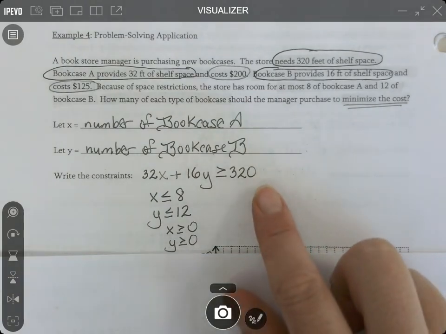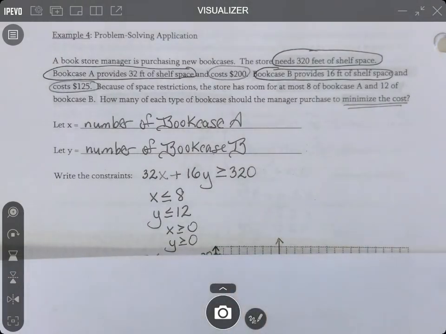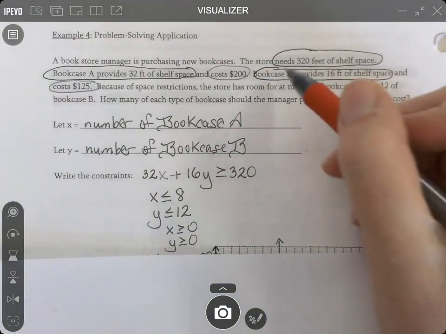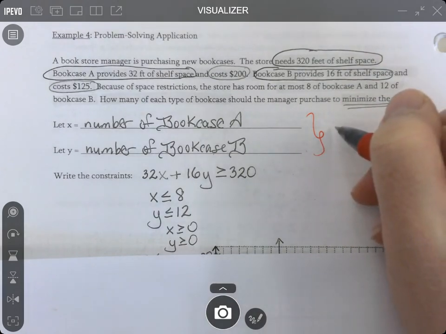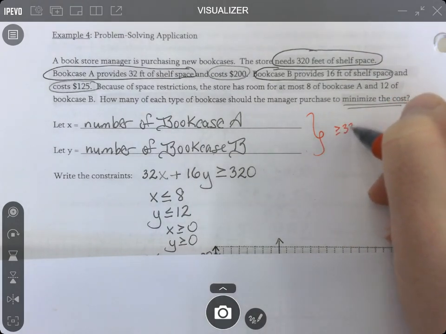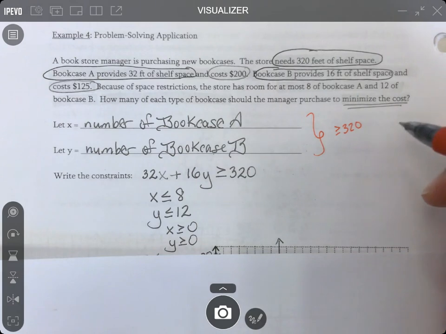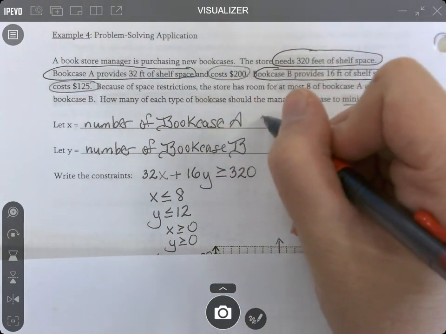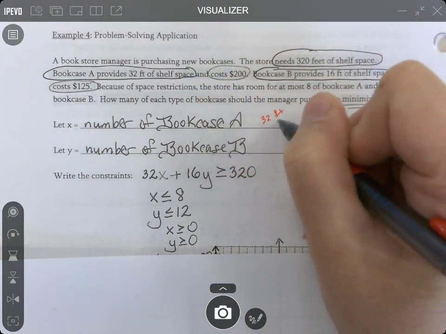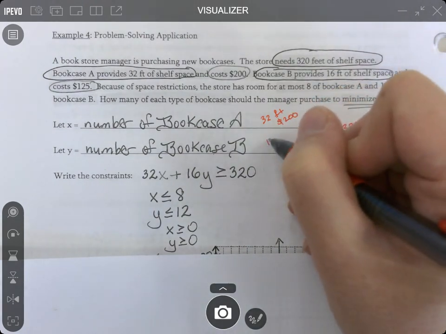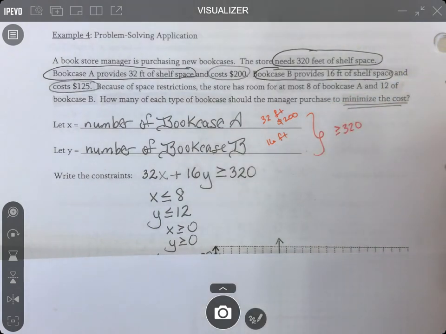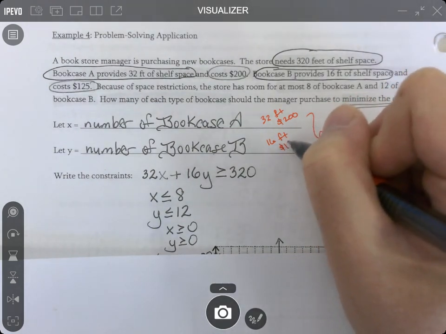Now they gave you constraints. They gave you lots of information, and I don't know if you guys do this, but I might have done, the store needs 320. So the total is 320 or more. They need 320, so that could be more or that. Bookcase A is 32 feet and it's $200. So here's all my information. And then bookcase B is half of it. It's 16 feet, but it's $125.